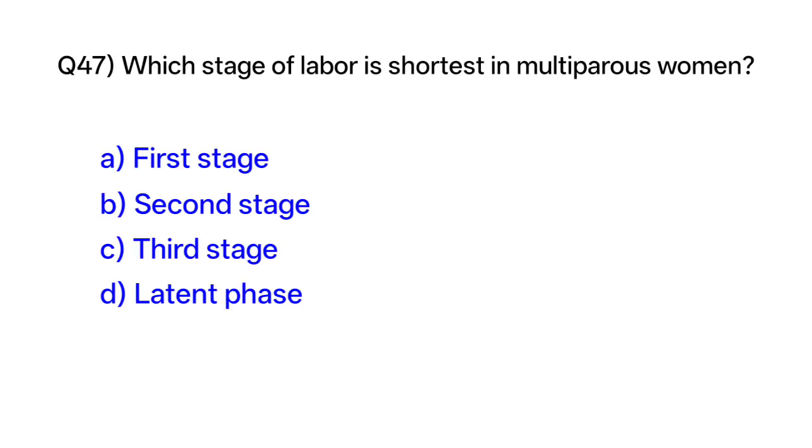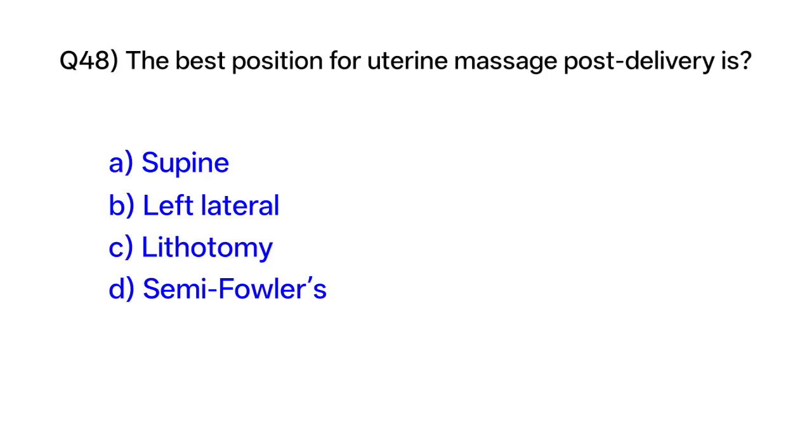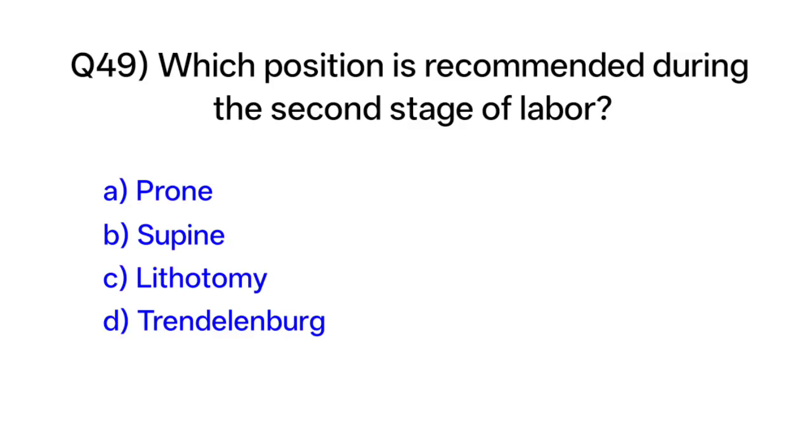Question number 47. Which stage of labor is shortest in multiparous women? The correct option is B, second stage. Question number 48. The best position for uterine massage post delivery is. The correct option is A, supine. Question number 49. Which position is recommended during the second stage of labor? The correct option is C, lithotomy.